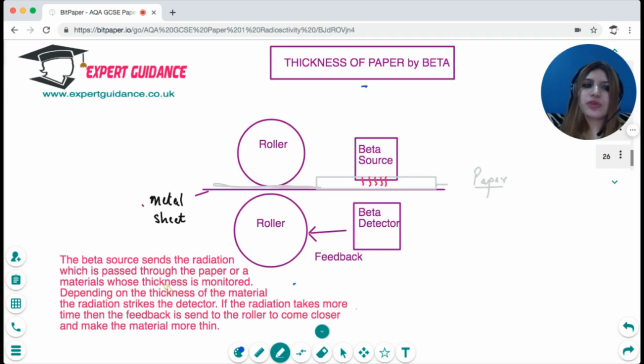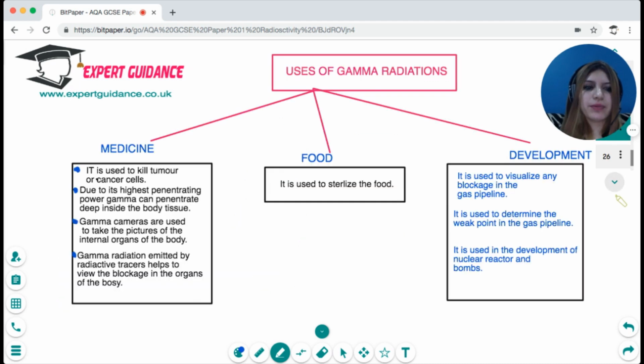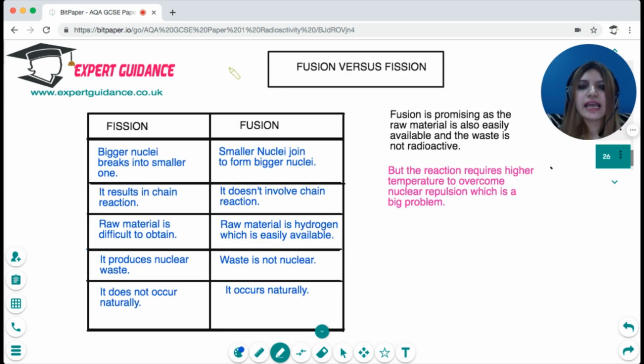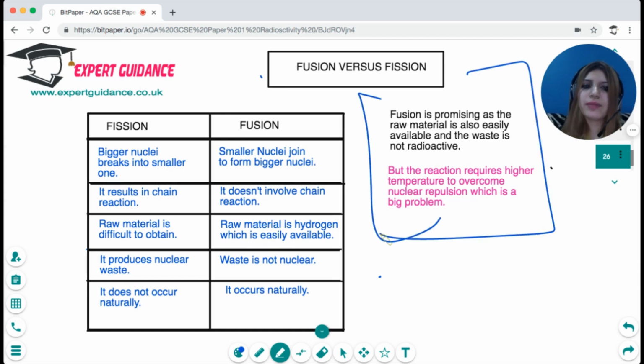Next is thickness of paper by beta. That has also been explained, that the detector sends the feedback to the roller to come closer and monitor and control the thickness of the paper or the metal sheet. The gamma are used widely in medicine, food, and development. We have also discussed that in the previous slides. And fission versus fusion, we have already discussed that fusion is more promising, but the higher temperature is a bigger issue. And for fission, controlling it and the radioactive waste is a bigger problem.